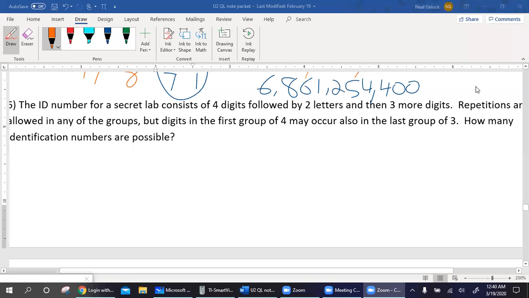Okay, quantitative literacy. This is the second part of the 10.3 notes. We're starting on number 6. We have a secret lab. The ID numbers have 4 digits. Okay, so we're going to deal with that first.